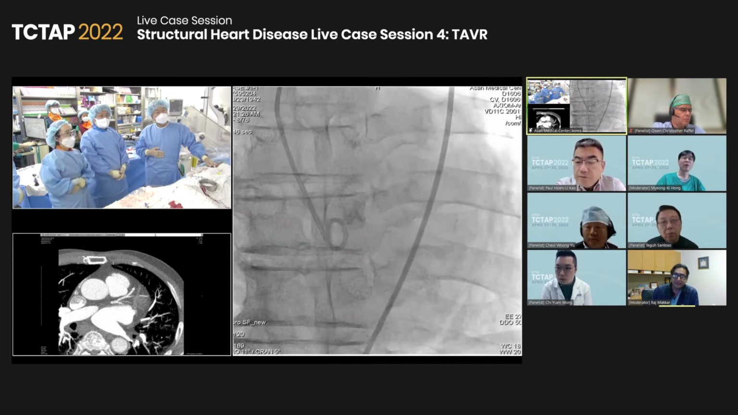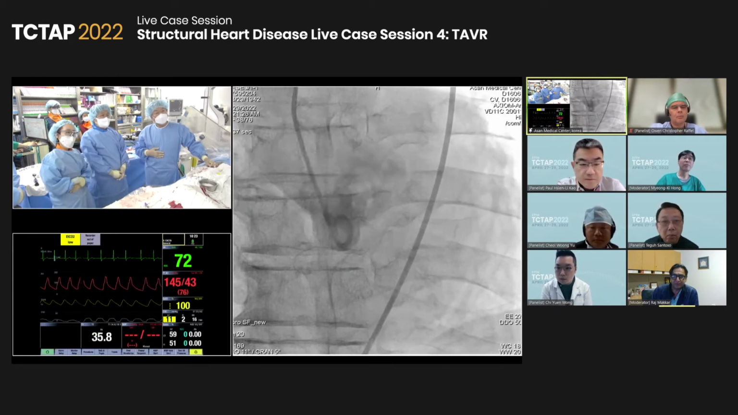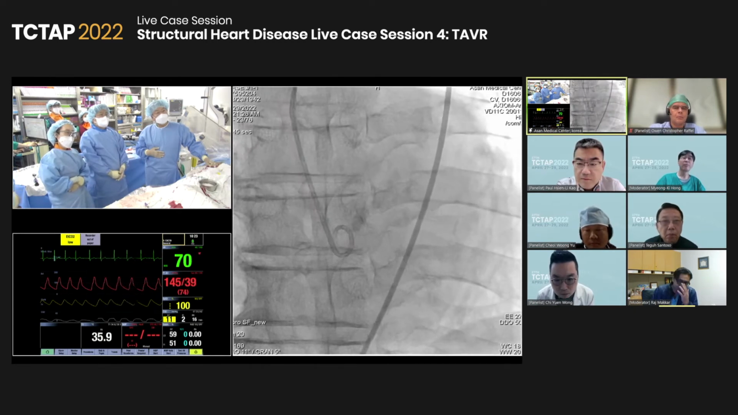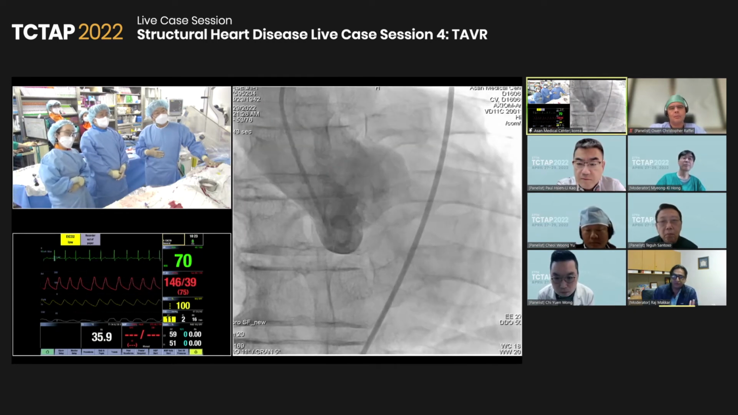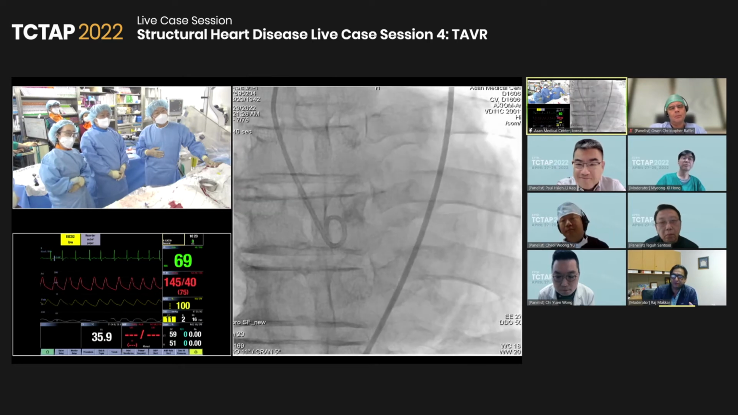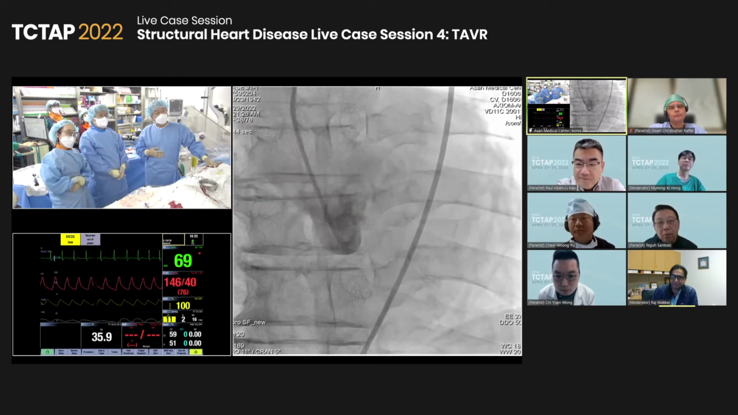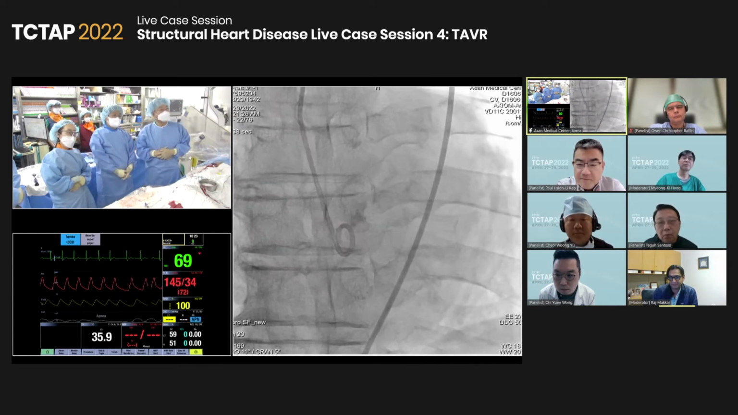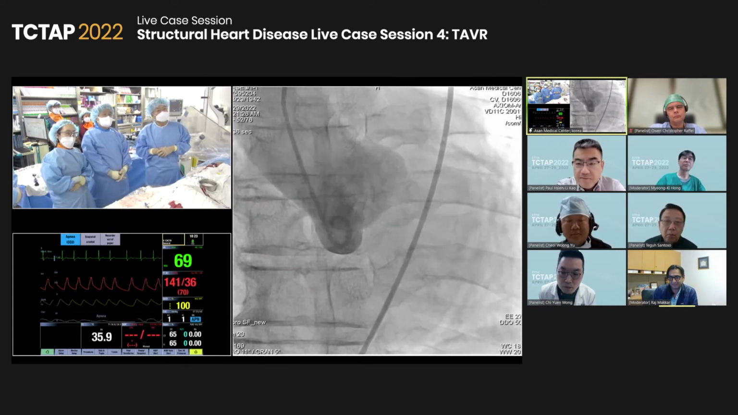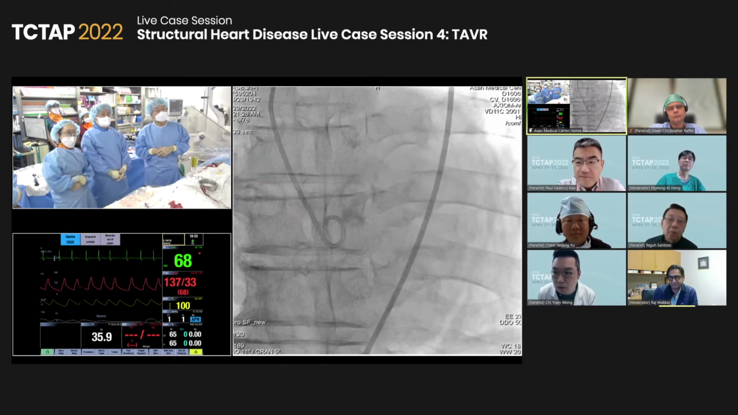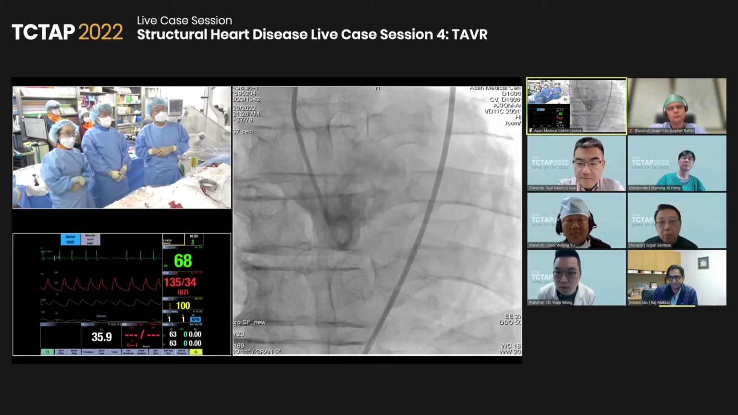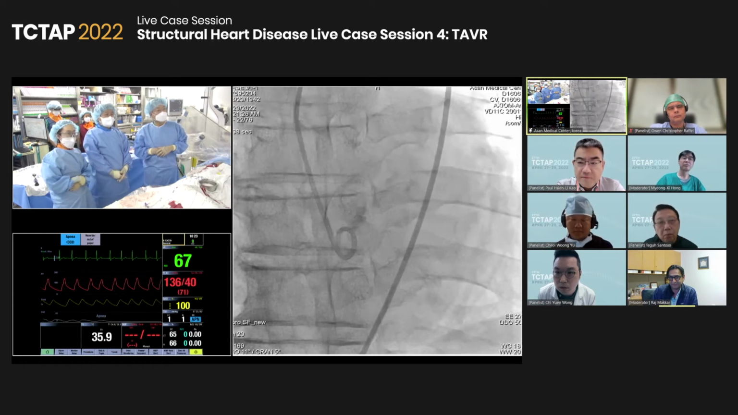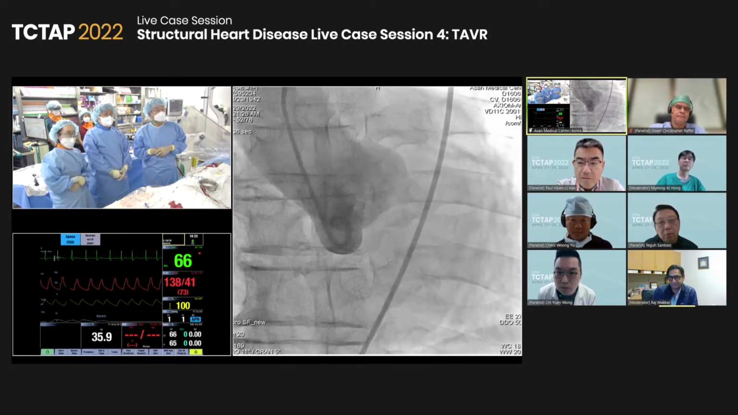Well, I'll let some of the panelists also chime in, but while they are gathering their thoughts, I think this is a good case for either device. It's good for the Sapien 3 platform, and an excellent case for multiple other platforms. You can also use Evolut. It is probably a little too large for the Accurate device, but you could make an argument to use either one of these devices.